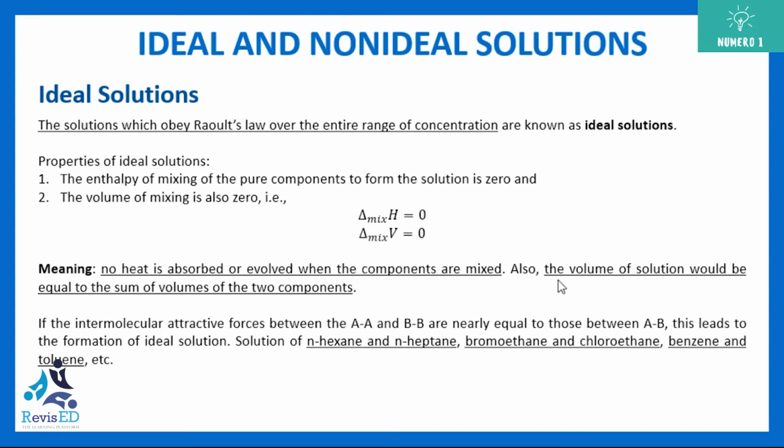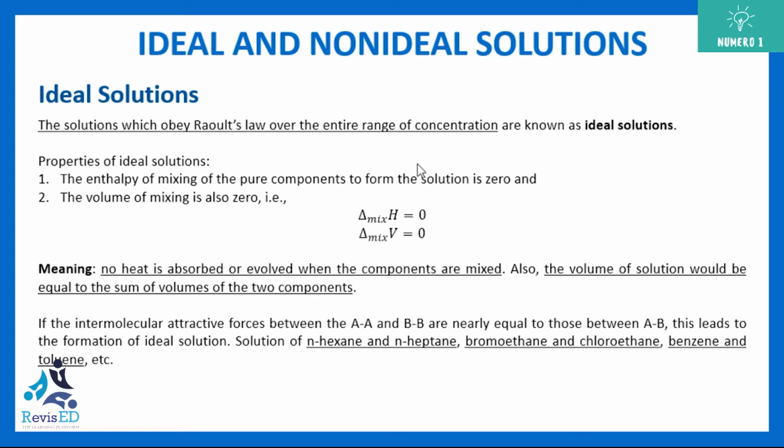The second one tells that the volume of the solution would be equal to the sum of the volumes of the two components. For example, let's say that you have 100 ml of A and 100 ml of B. If you mix the two, you get a final volume of 200 ml. Technically they should not react with each other. If they don't, only then do we say that these are ideal solutions.